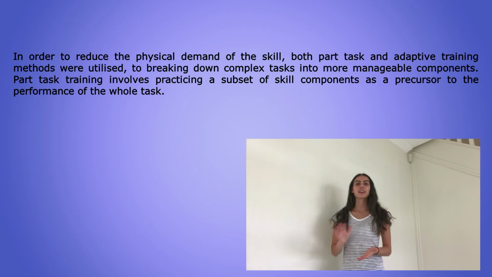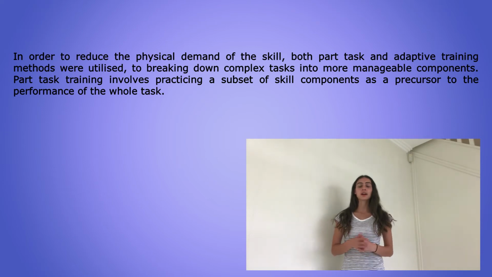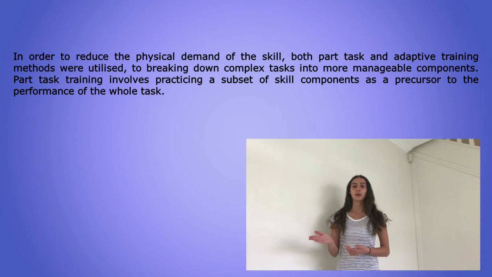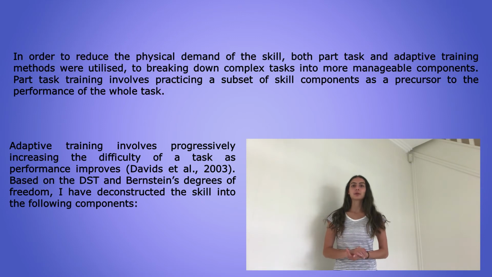Task constraints. In order to reduce the physical demand of the skill, both part task and adaptive training methods were utilised to break down complex tasks into more manageable components. Part task training involves practicing a subset of skill components as a precursor to the performance of the whole skill. Adaptive training involves progressively increasing the difficulty of a task as performance improves.